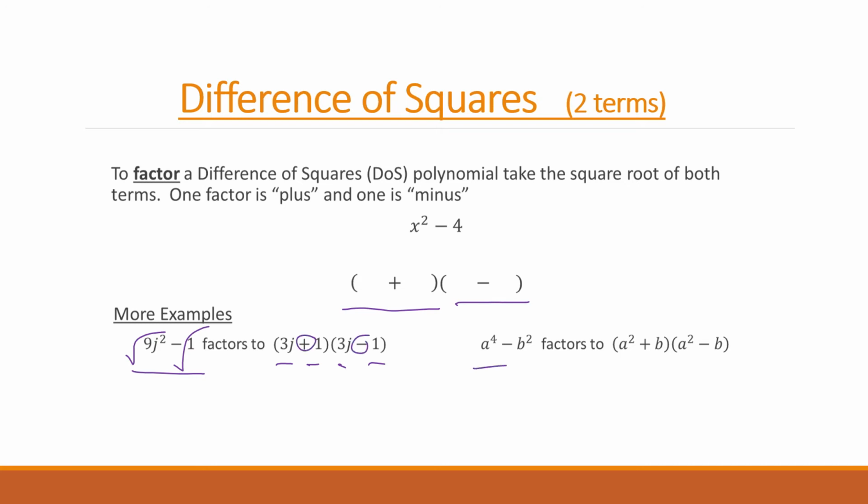Okay, looking at this binomial, a to the 4th minus b squared. Remember that they have a number of 1 in front of them, so you don't really have to deal with that because the square root of 1 is 1. But notice that this first term has an exponent of 4. So if I were to take the square root of that, I would get a squared, so I put that in the front. And the square root of b squared would be b, so I put that in the back, and then one is adding and one is subtracting, and I'm done.